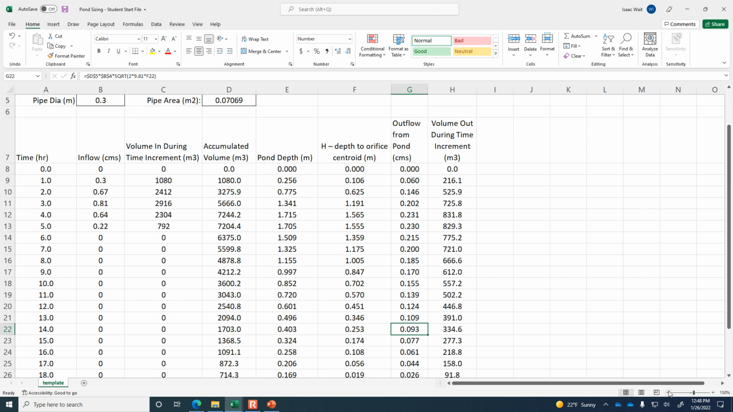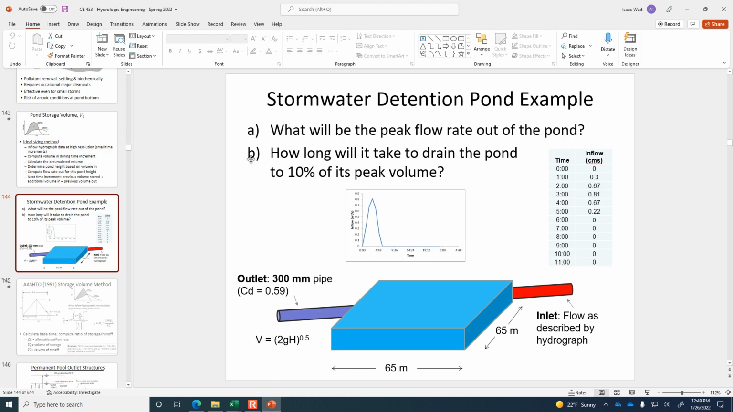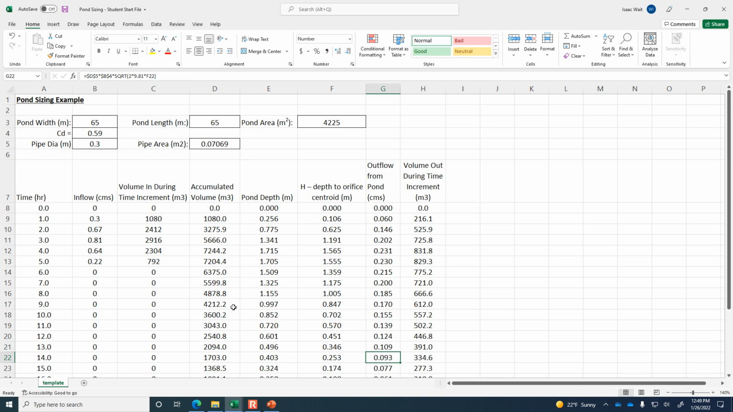Okay, we're going to continue this example when we get together on Friday. But what this asked us was, what will be the peak flow rate out of the pond? The peak flow rate, the highest flow rate out, so here's the outflow. So the maximum is 0.231 cubic meters per second. So here's the peak flow rate out of pond.